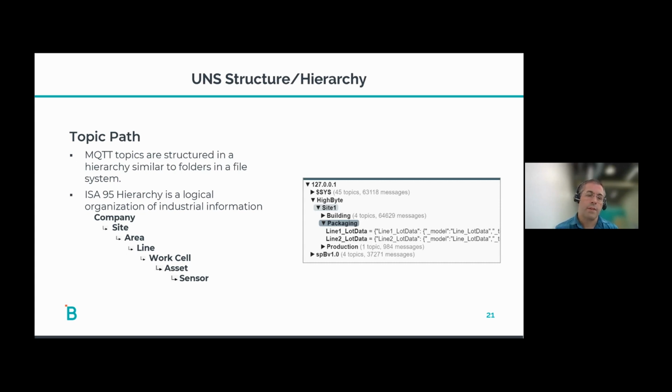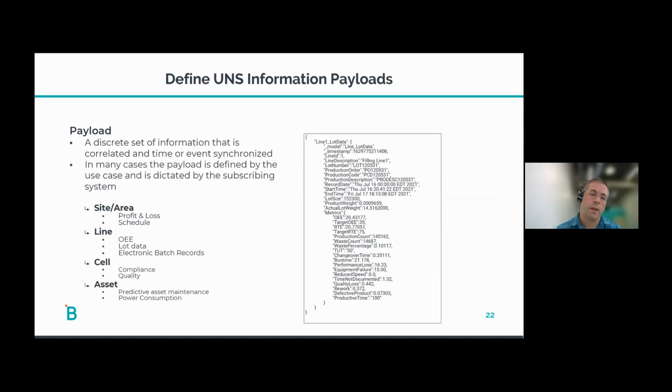So the key with the topic path is that you can put data payloads at any level. And then when people come in, maybe if they're looking for things like the line OEE, they can go straight to the line area. If they're looking for area information, they can go to that. So what does that look like? Well, the payload is where the real value is, where the values are that you want to get access to.